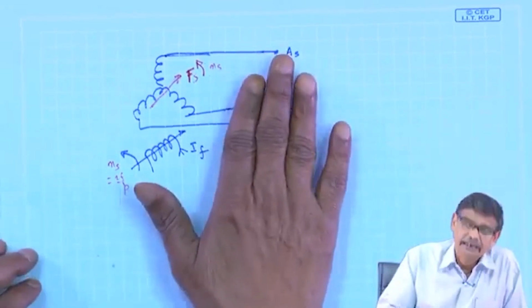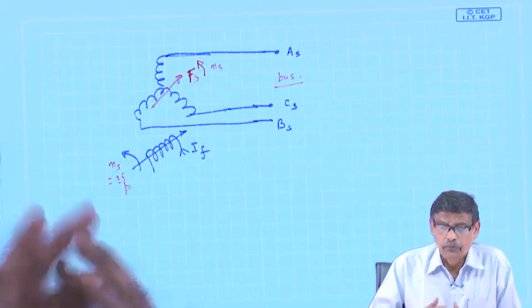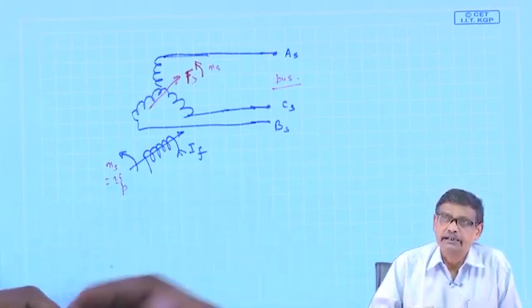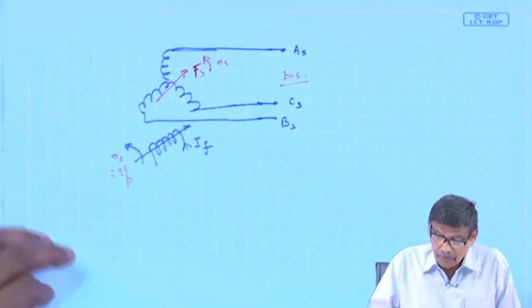So, we will be handling this problem. Now, the question is whether it is acting as a motor or a generator. These things I will tell subsequently. Now, before that, how to model this synchronous machine?